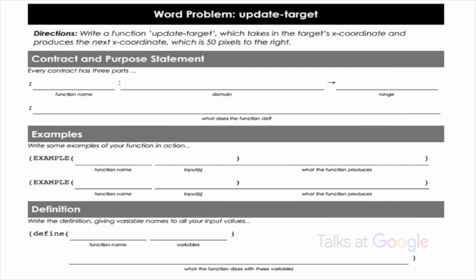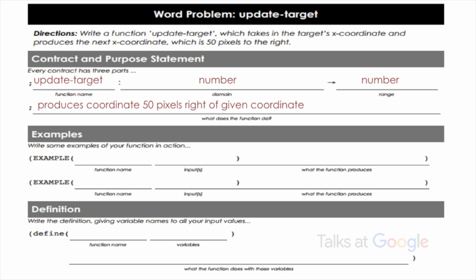So what does this look like in a programming class? This is an actual worksheet from the Bootstrap curriculum that math teachers use. It's got a fairly simple word problem. This one is aimed at programming. So in the process of making a video game, so every Bootstrap kid builds a game, they need to write a function that controls the movement of their target. So we have our word problem. Write a function update target, which takes in the target's x coordinate and produces the next x coordinate, which is 50 pixels to the right.